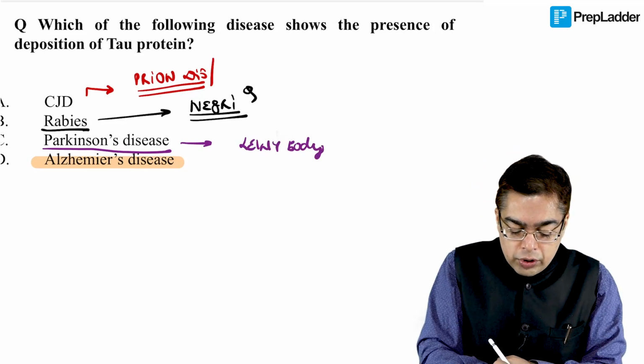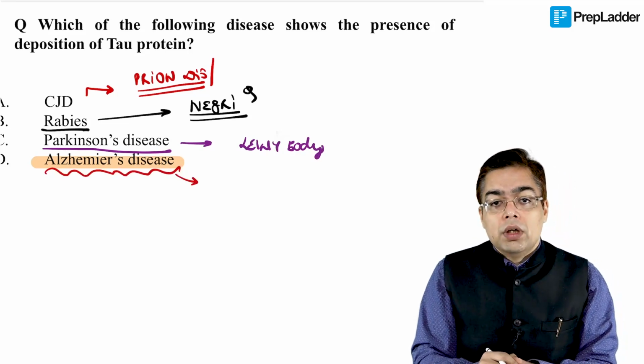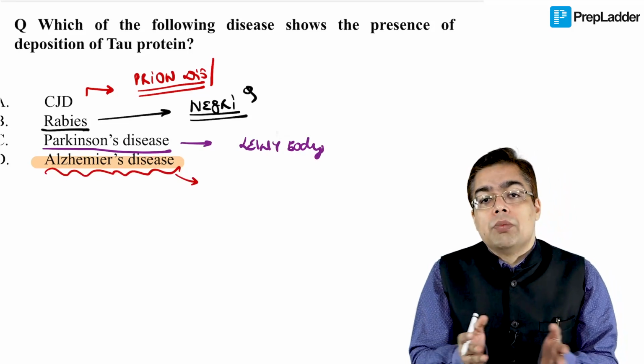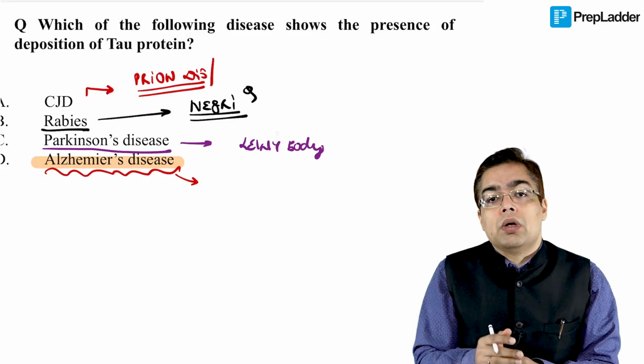I just take the opportunity to revise with you what is the name of the body that is going to be seen in a patient having Alzheimer's. Now, when you talk about rabies, we talk about Negri bodies. When we are talking about something like Parkinsonism, we are talking about Lewy bodies.